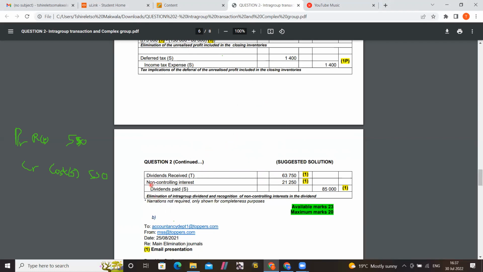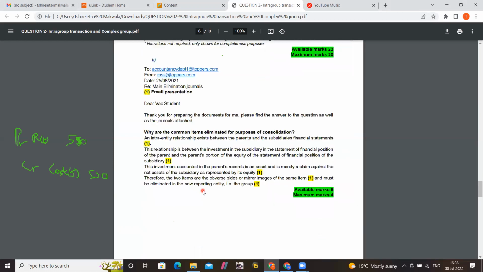And then this is the dividend paid. We basically have to take out this dividend paid, because from a group level you cannot pay dividends to yourself. That's why we are removing it.